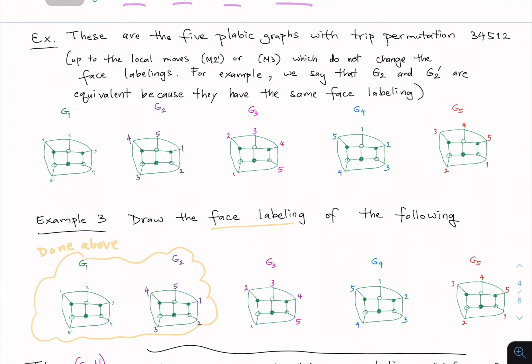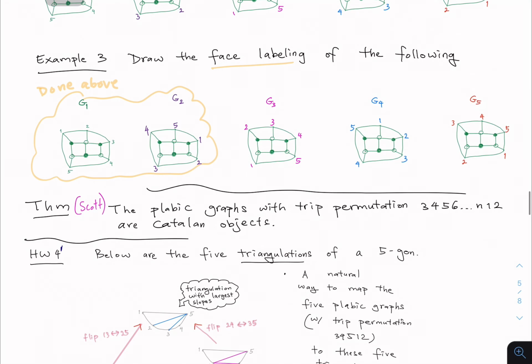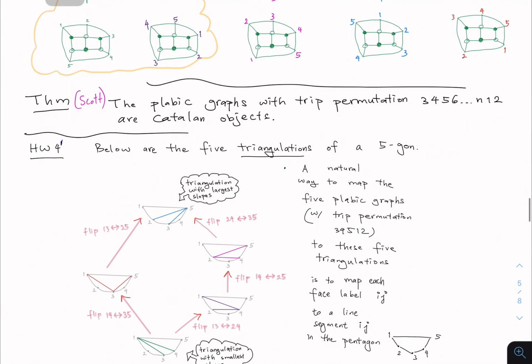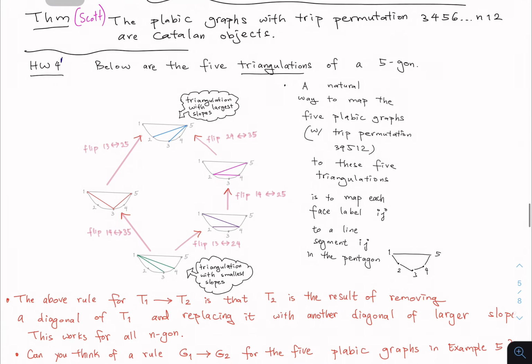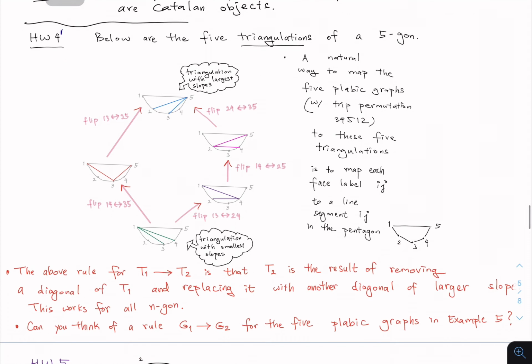So these are the 5 Plabic graphs with trip permutation 3, 4, 5, 1, 2 from the last homework. And we talked about how we can get a map from these 5 Plabic graphs with trip permutation 3, 4, 5, 1, 2 to the 5 triangulations by mapping each face label ij to align segment ij in the pentagon.